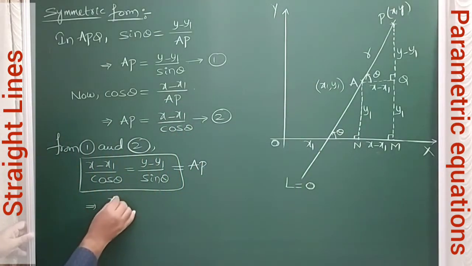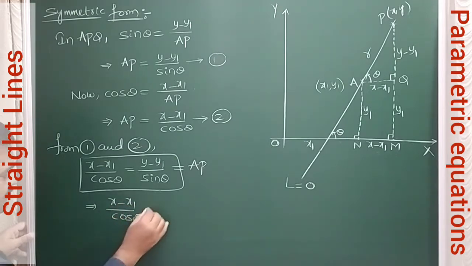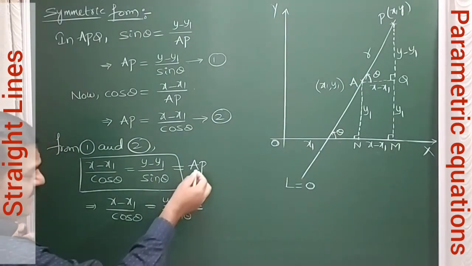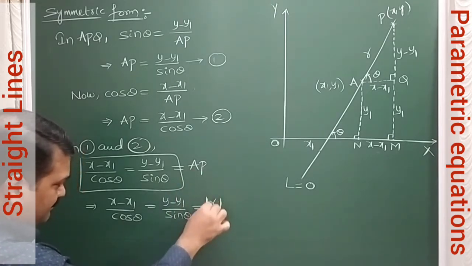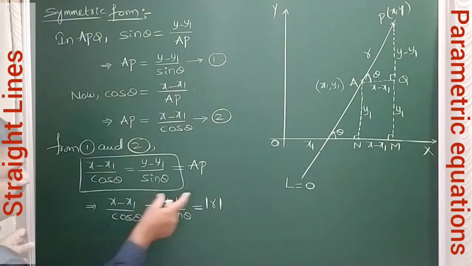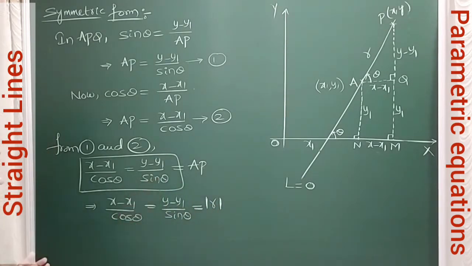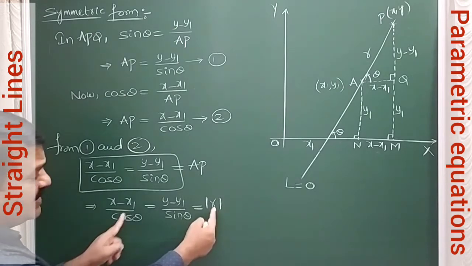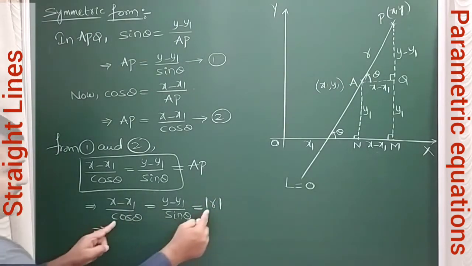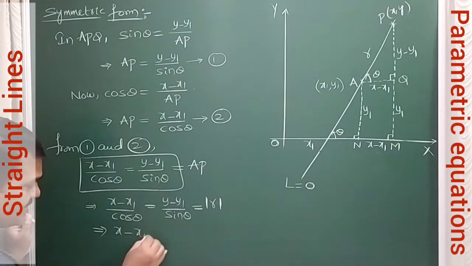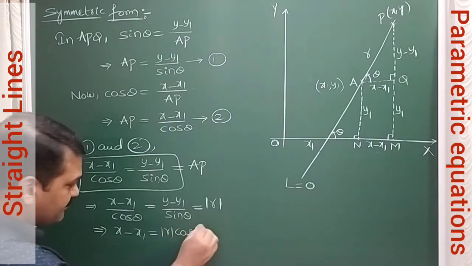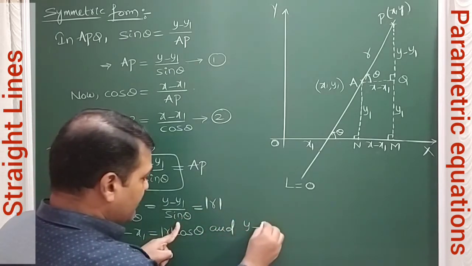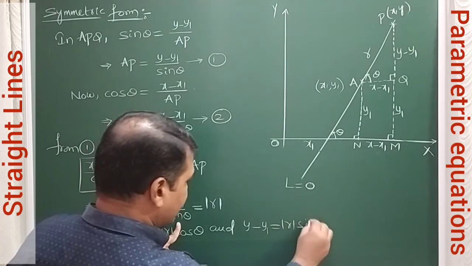Therefore, I can write this as x minus x1 by cos theta is equal to y minus y1 by sin theta. This cannot be negative. So instead of writing R, I will write mod R, because this cannot be negative, which is equal to R. So I am taking modulus of R just to get a positive value. Now I will separate this part and this part. So x minus x1 is equal to mod R into cos theta, and equating these two, y minus y1 is equal to mod R into sin theta.